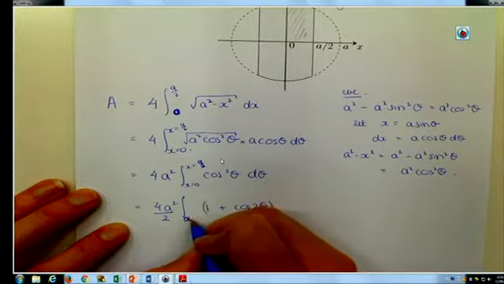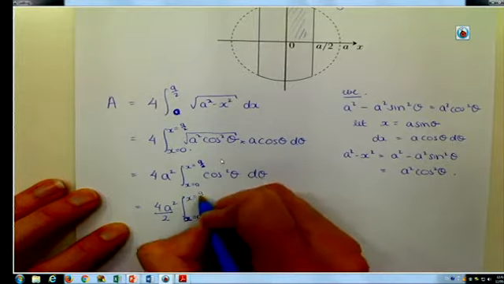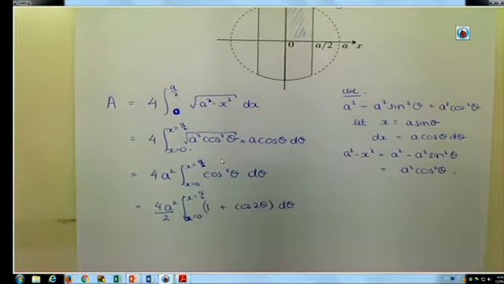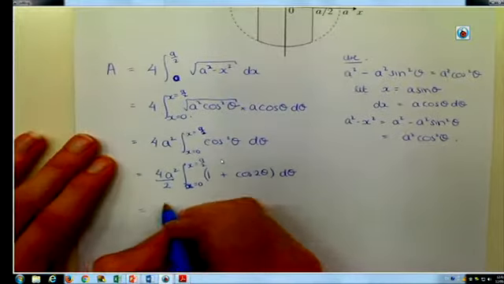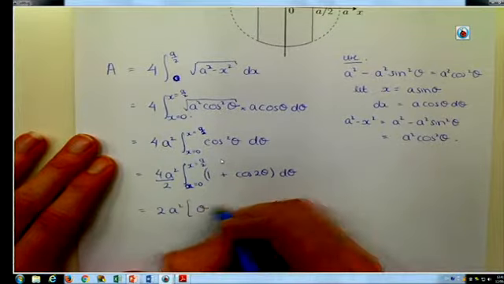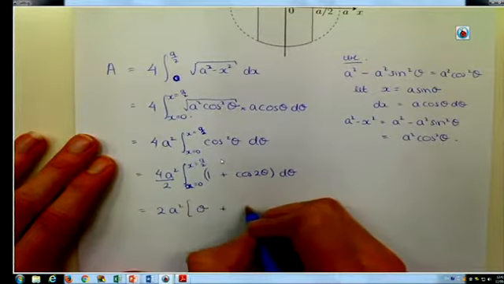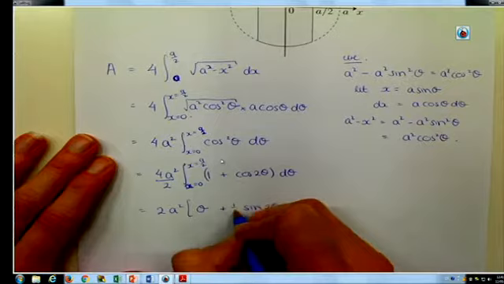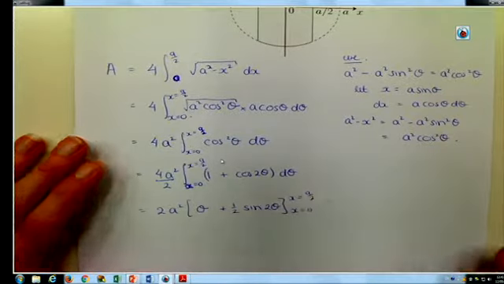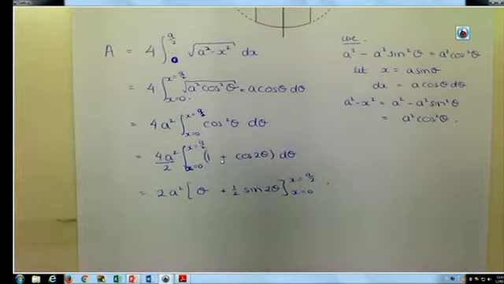Whoops, x equals 0, x equals a on 2, d theta. And these things here we can integrate. We can integrate 1 and we can integrate cos 2 theta. So what do we get? 2a squared theta. Okay, so you still need the x equals there because I've got an expression in terms of theta and my bounds are still in terms of x.